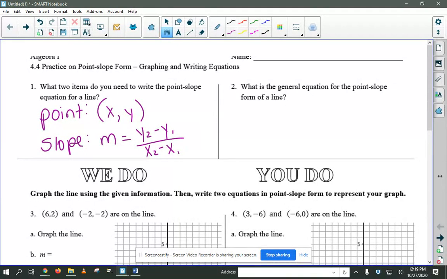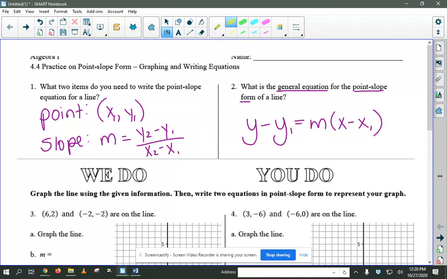And then 2 says, what is the general equation for a point slope form of a line? Okay, that's y minus that y coordinate. So I'm going to call that y sub 1. I'll go back over to this point in problem 1 and call that x sub 1, y sub 1. So we know that those pieces go together. Equals m times x minus x sub 1.